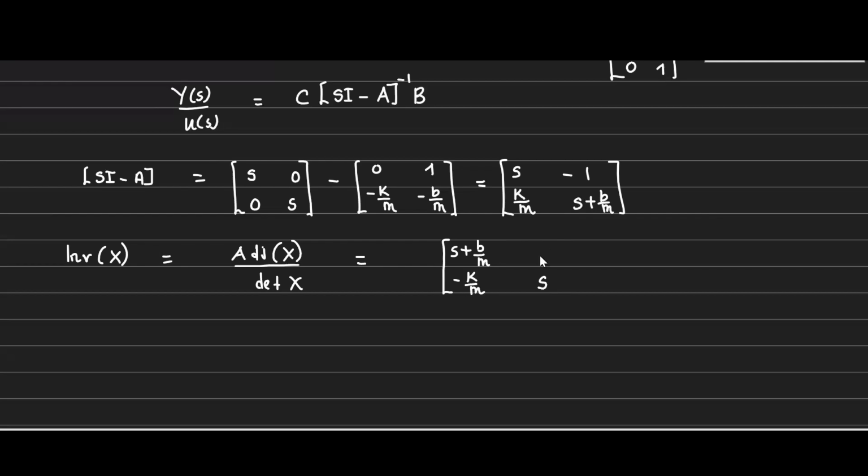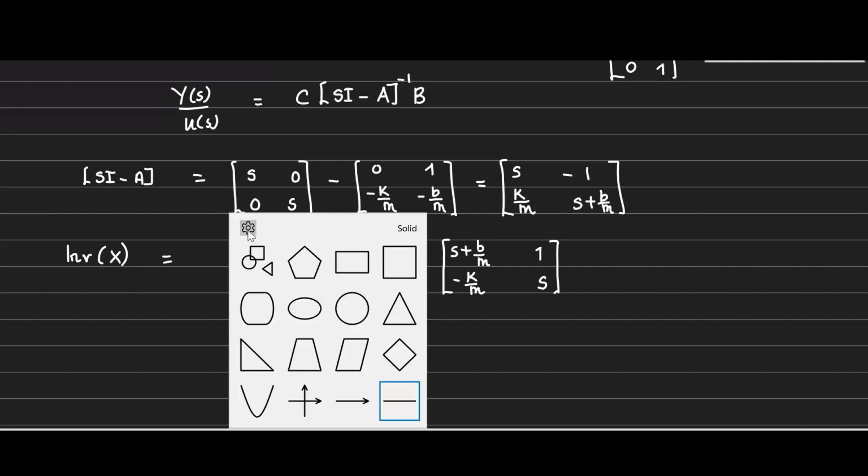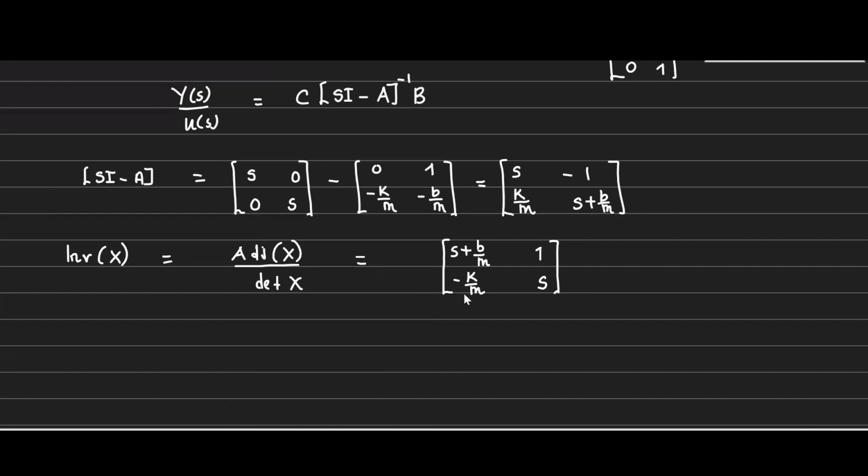And this becomes positive 1. Okay, so this is our adjoint matrix. And then we're going to divide this by the determinant. So what is the determinant of this matrix? So we're going to divide by the determinant.